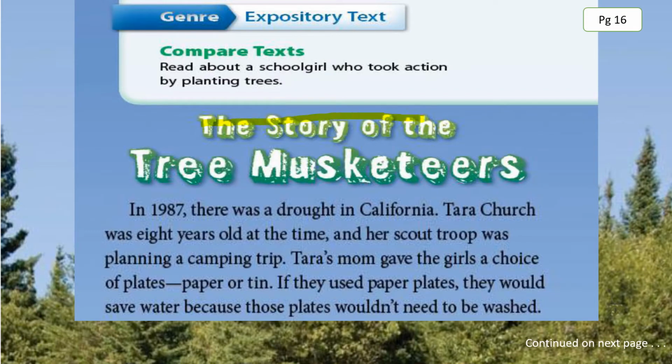The Story of the Three Musketeers. In 1987, there was a drought in California. Tara Church was 8 years old at the time, and her scout troop was planning a camping trip. Tara's mom gave the girls a choice of plates, paper or tin. If they used paper plates, they would save water because those plates wouldn't need to be washed.